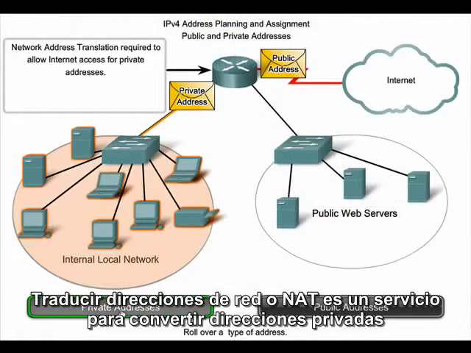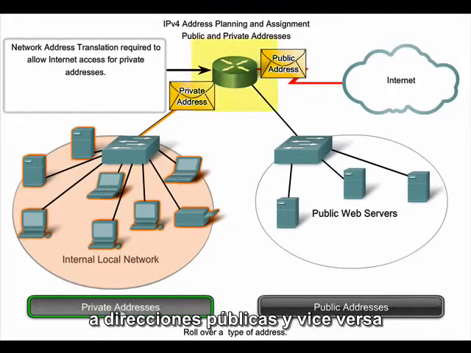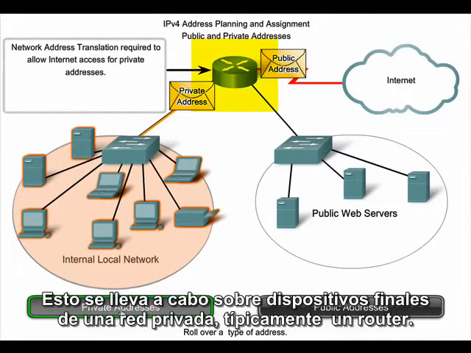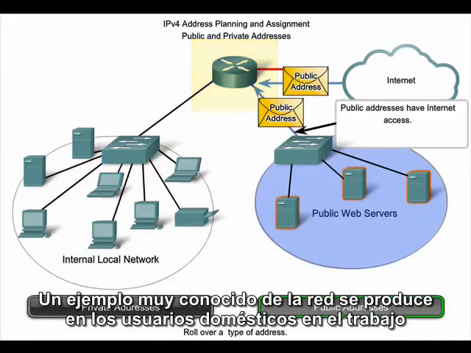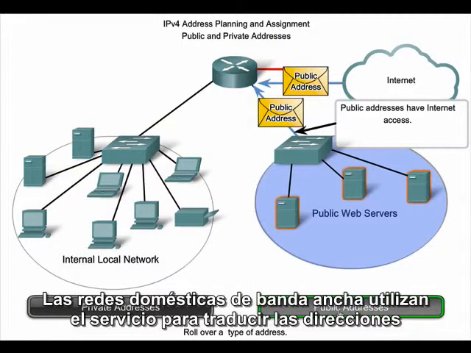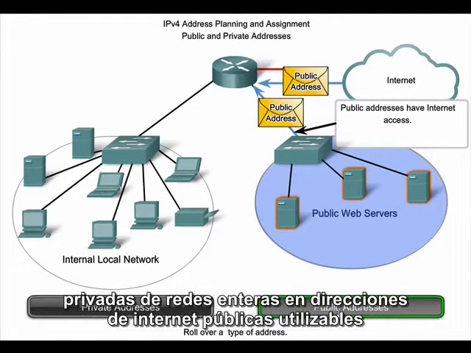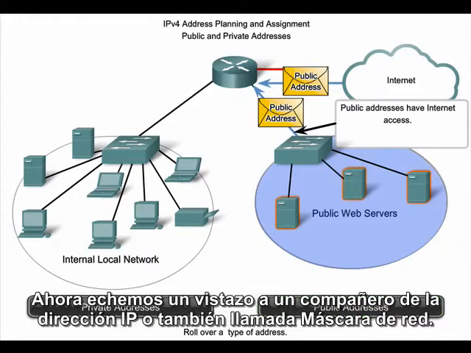Network Address Translation, or NAT, is a service that converts private addresses to public addresses and vice versa. NAT is implemented on a device at the edge of the private network, typically a router. One popular example of NAT occurs on a home user's network. Home broadband networks use this service to translate the home network's private addresses into Internet-usable public addresses.